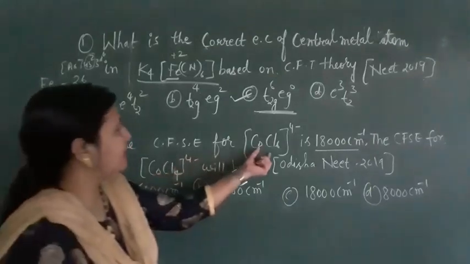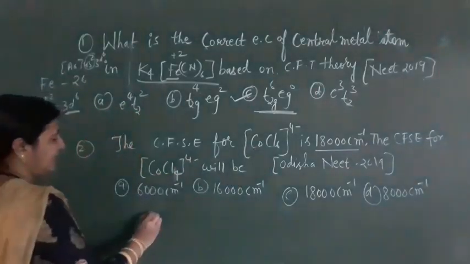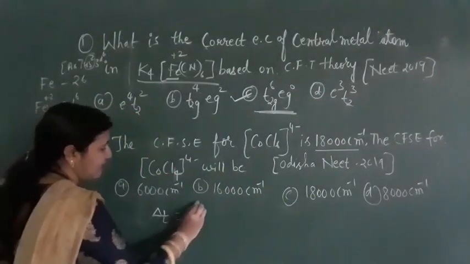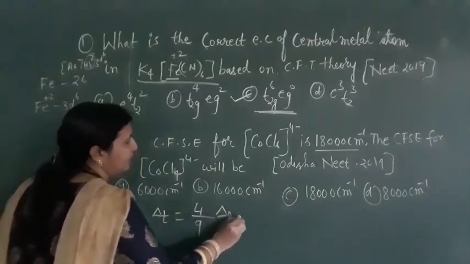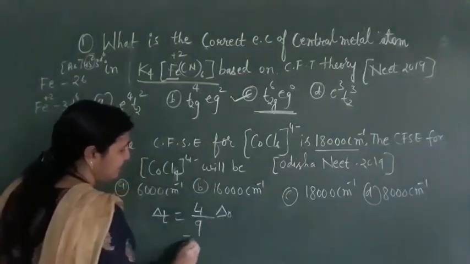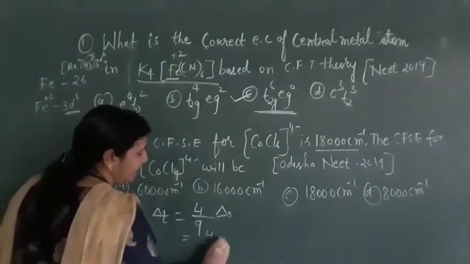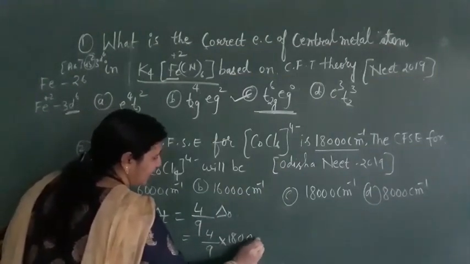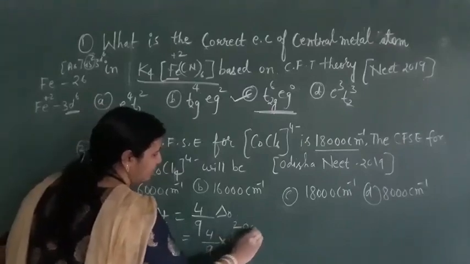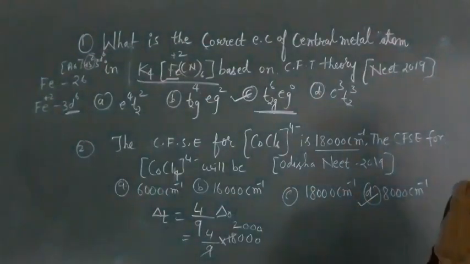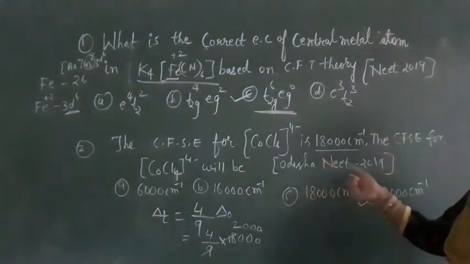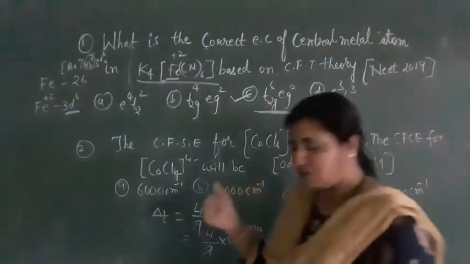So here the octahedral splitting energy, delta O, is given, and delta T is asked. We have this formula: delta T is equal to 4 by 9 delta O. Delta O value given here is 18,000. So 4 by 9 into 18,000: 9 into 2,000 gives 18,000, so 2,000 into 4 means 8,000. The correct option is option D. This was also asked in the Odisha NEET 2019 question.